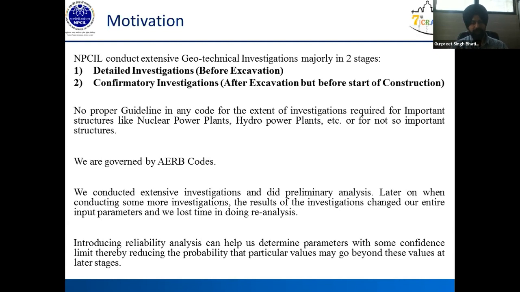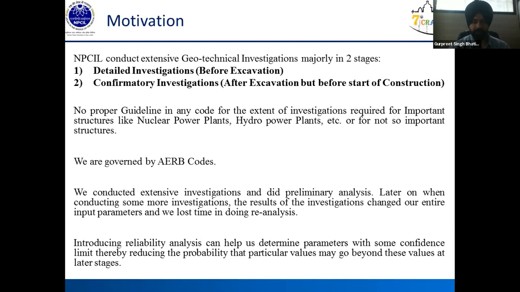So introducing reliability analysis can actually help us determine the parameters with more confidence. Even if we do some investigation at later stages, the data we have collected from the earlier investigations will remain as it is, because we have already obtained that data with some confidence limits, and we don't have to change our input parameters for further analysis again and again.